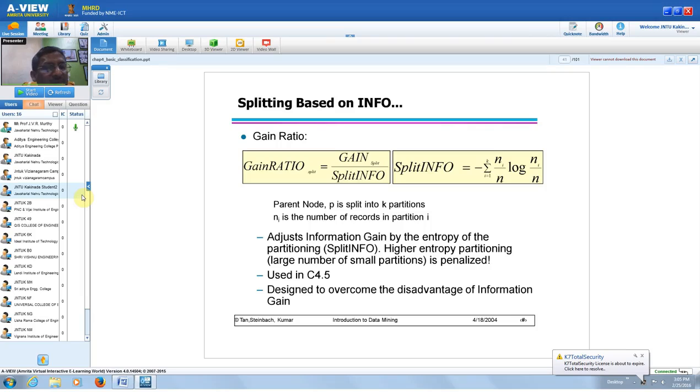JNTUK Vijayanagaram. Do you prefer it or don't prefer it? More number of splits. I told you yesterday, on roll number, if you split it, in a class you will have 50 splits, each is a pure thing. Do you prefer that split? Please answer.